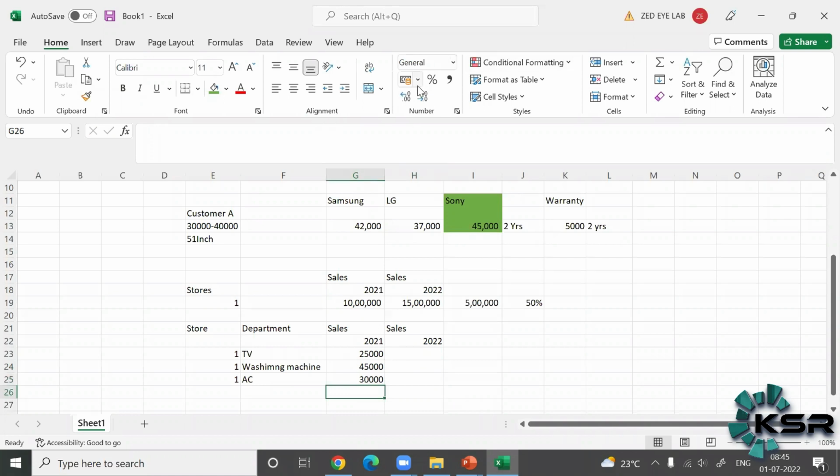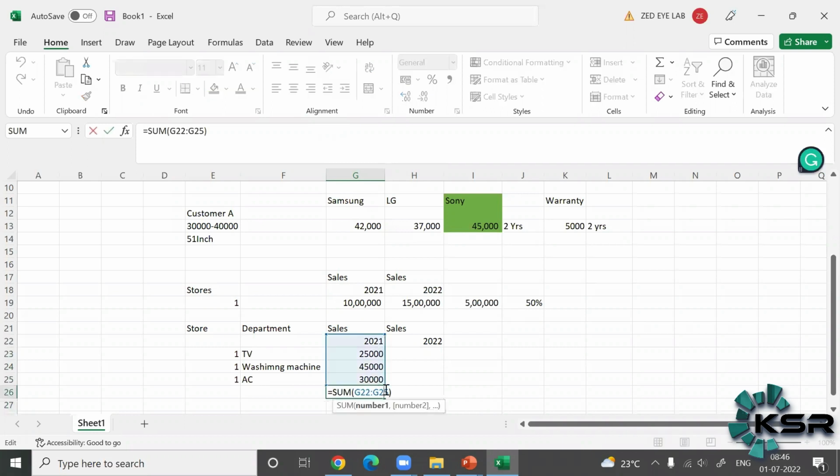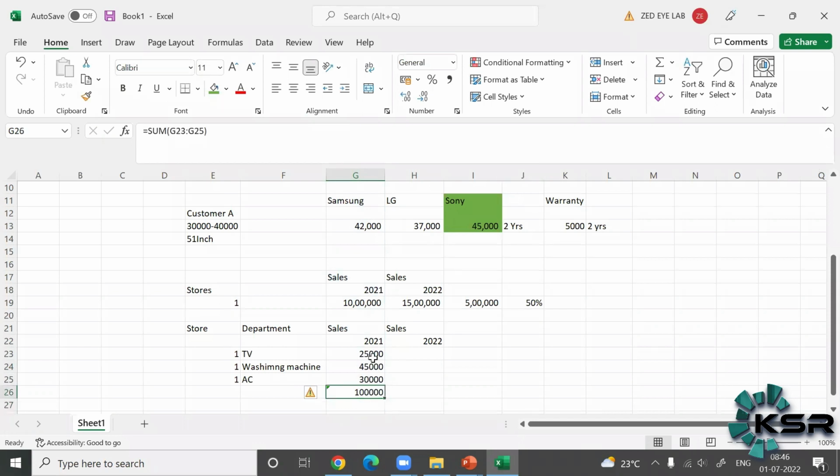So this sum should not be more than 10 lakhs rupees. Correct? Okay, so I need to add one more zero, guys. 2.5, 4.5, and 3 lakhs. So these numbers are tallying, correct?